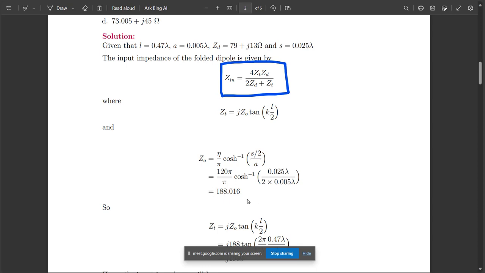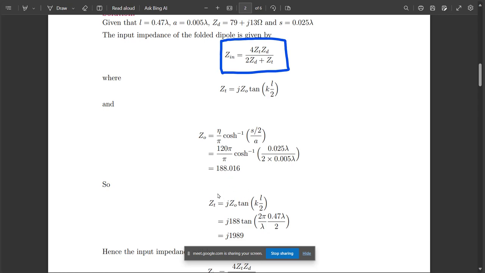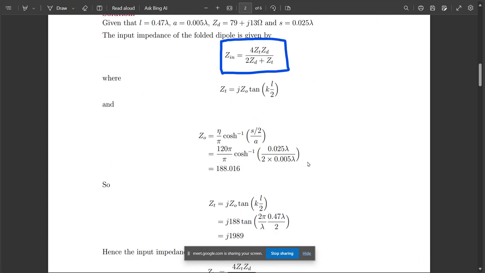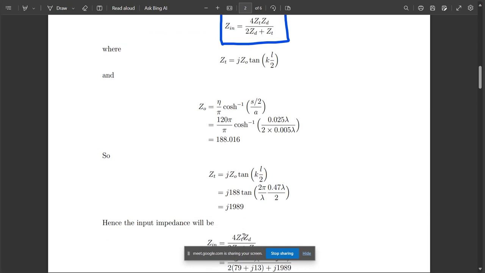Now that you know that, you have to put this into the ZT value. So you will be able to find out ZT. You already know Z naught, you know tan, you know K. K is 2 pi by lambda, the propagation constant, into L by 2. L is already given to you, 0.47 lambda. So you put that. So ZT will be j1989. Did anyone get till here? Till ZT? Was anyone able to get it?